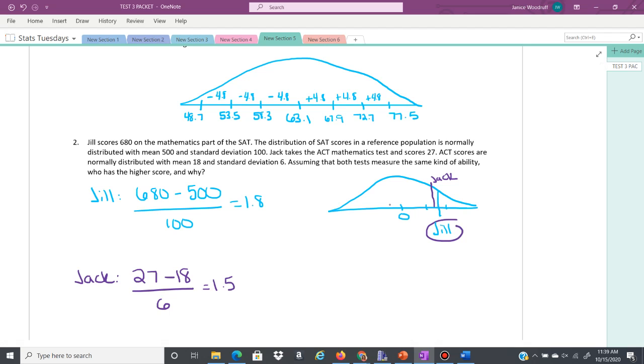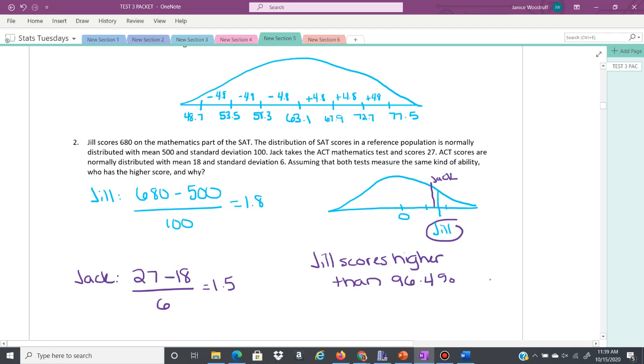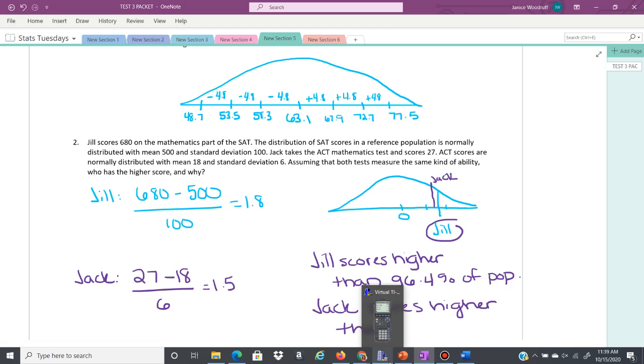And if you wanted to find those, what is that going to be? Jill is 96.4. I think Jill scores higher than 96.4% of the population. And Jack scores higher than 93.3%. Okay, so because Jill's was a higher percentage of the population, hers is higher.